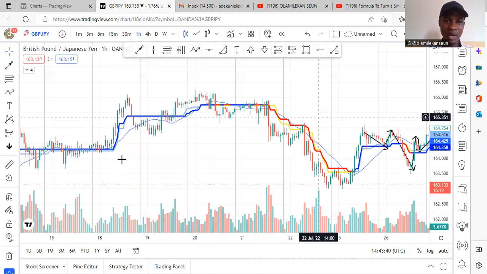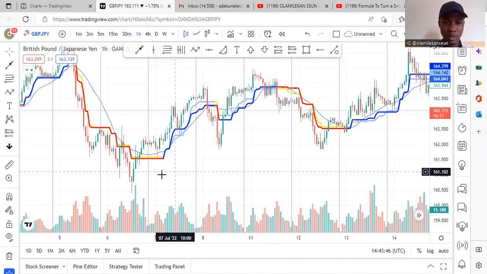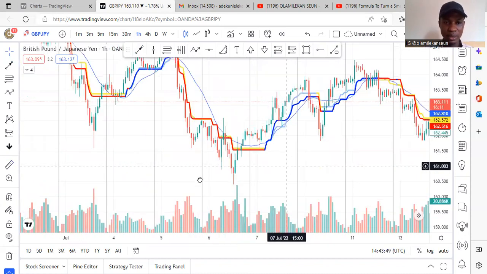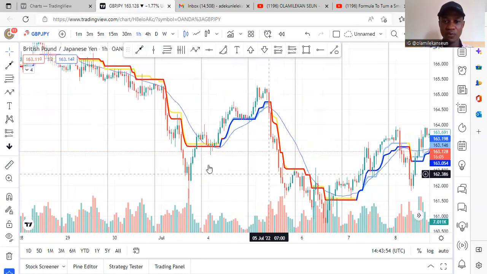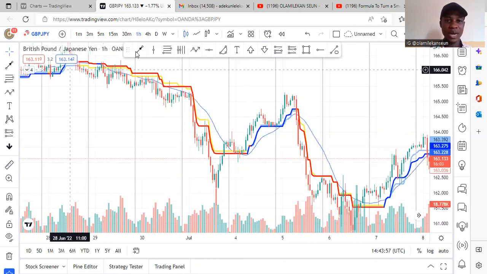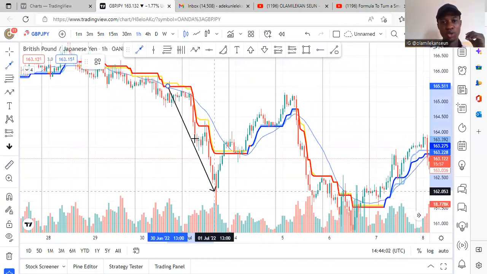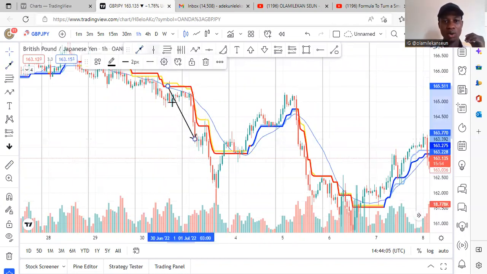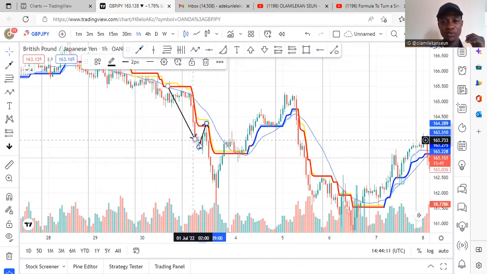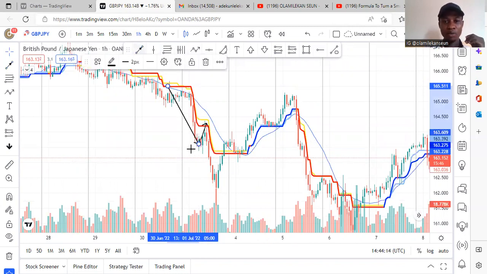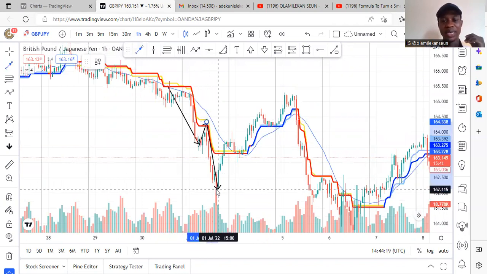So I think I have a clearer inverted head and shoulder that happened on the 4th of July. You can see that the market is actually coming from the top to this bottom, and then the market went all the way back up from here. And then the market broke this support, and eventually created the edge.